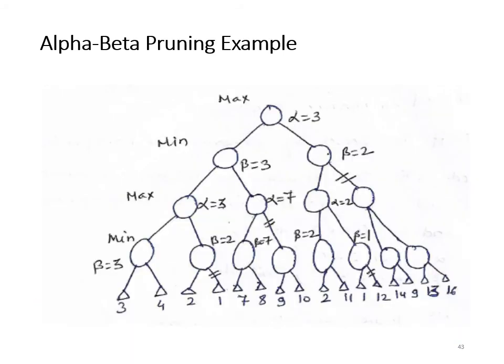This is the turn of max, this is the turn of min, this is the turn of max, and this is the turn of min. 3, 4, 2, 1, 7, 8, 9, 10, 2, 11, 1, 12, 14, 9, 13, 6. These are the terminal values. So how will the alpha-beta cutoff work here? You can see the max value of alpha, min value of beta, max value of alpha, min value of beta. According to the rule, here beta will take the min value. So from the leftmost, the value will be assigned to beta.